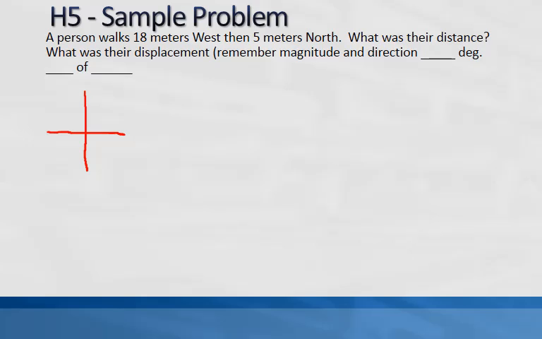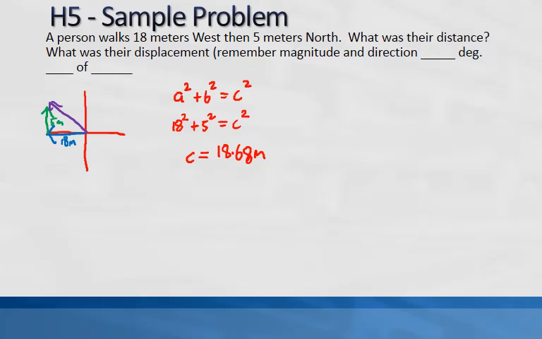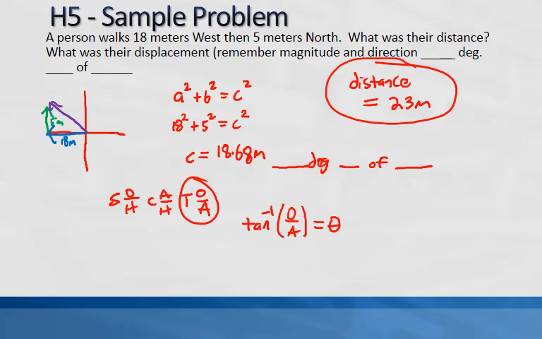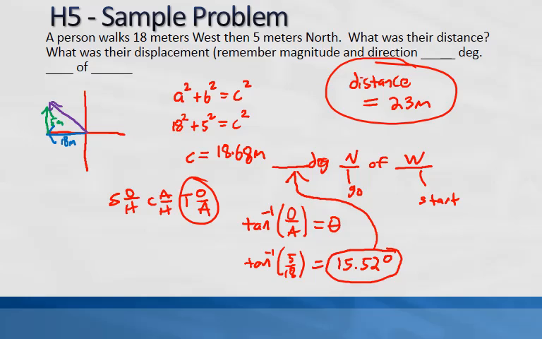Okay, so 18 meters west and 5 meters north, we get our resultant, and that's 18.868 meters as the displacement. The distance, we just add that up, 5 plus 18, 23 meters. And opposite over adjacent, inverse tangent, 15.52. And we start on west and go north. So 18.868 meters, 15.52 degrees north of west is the displacement.